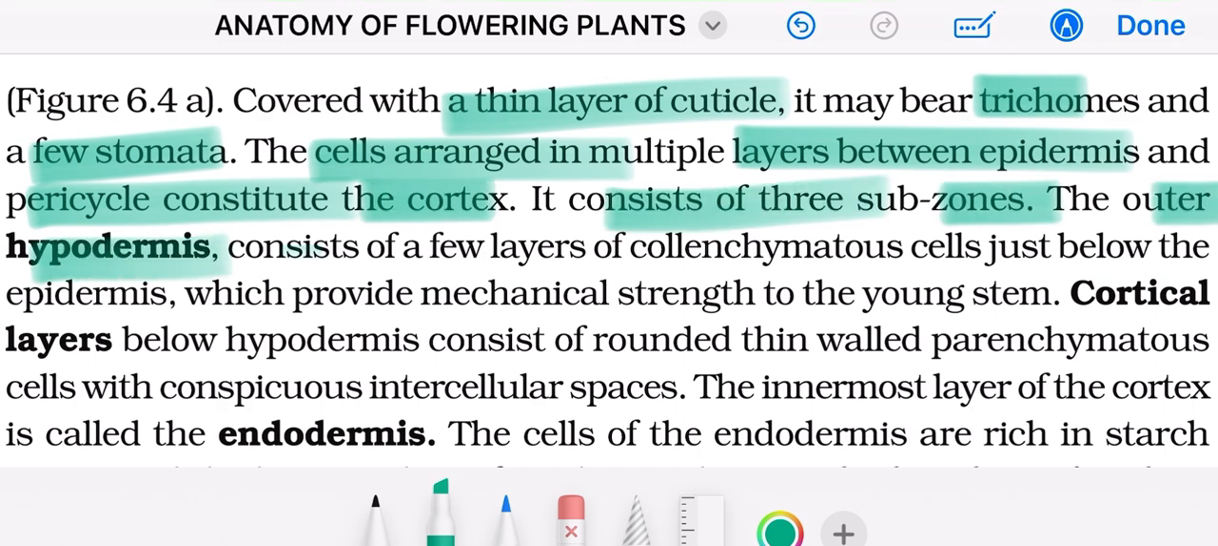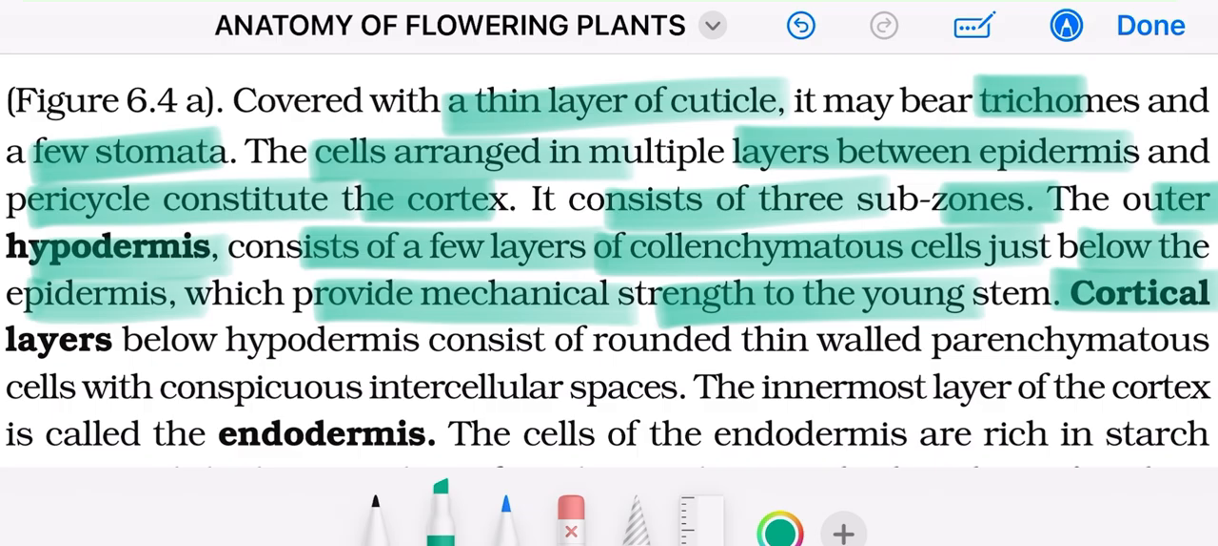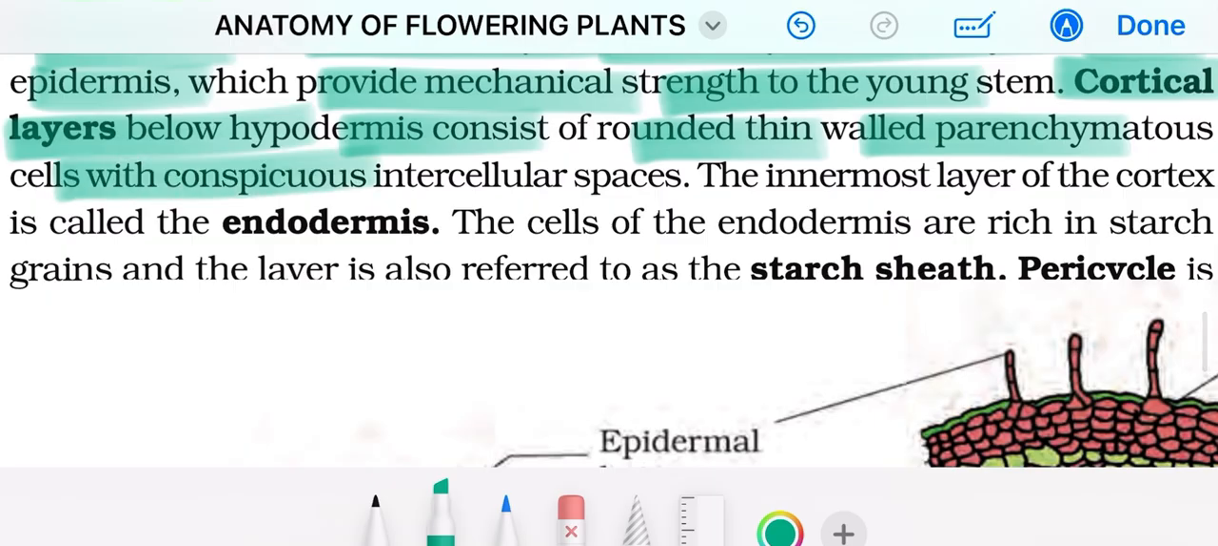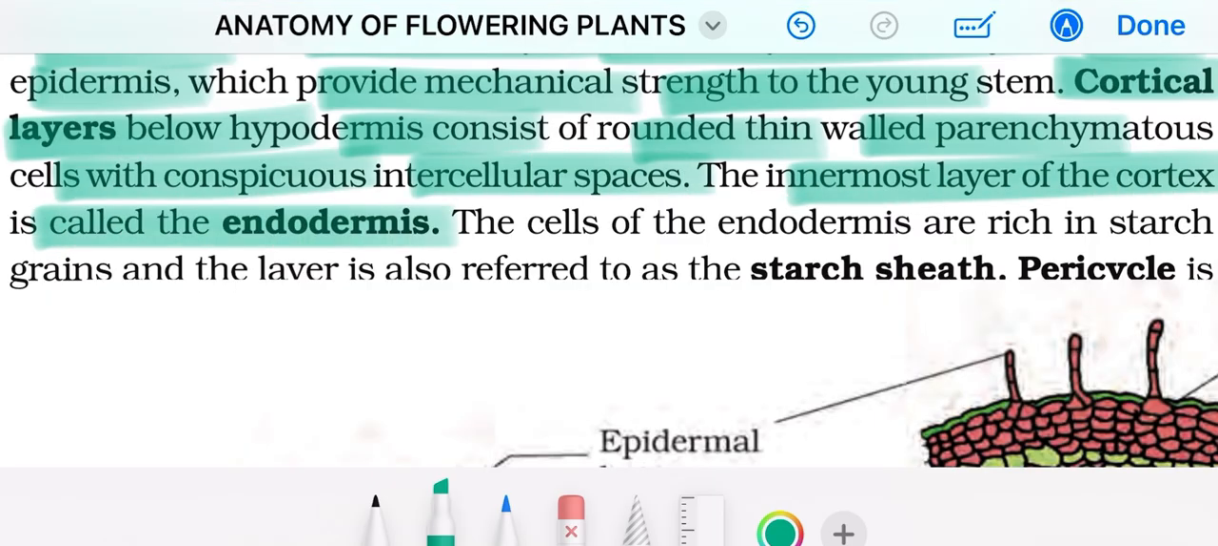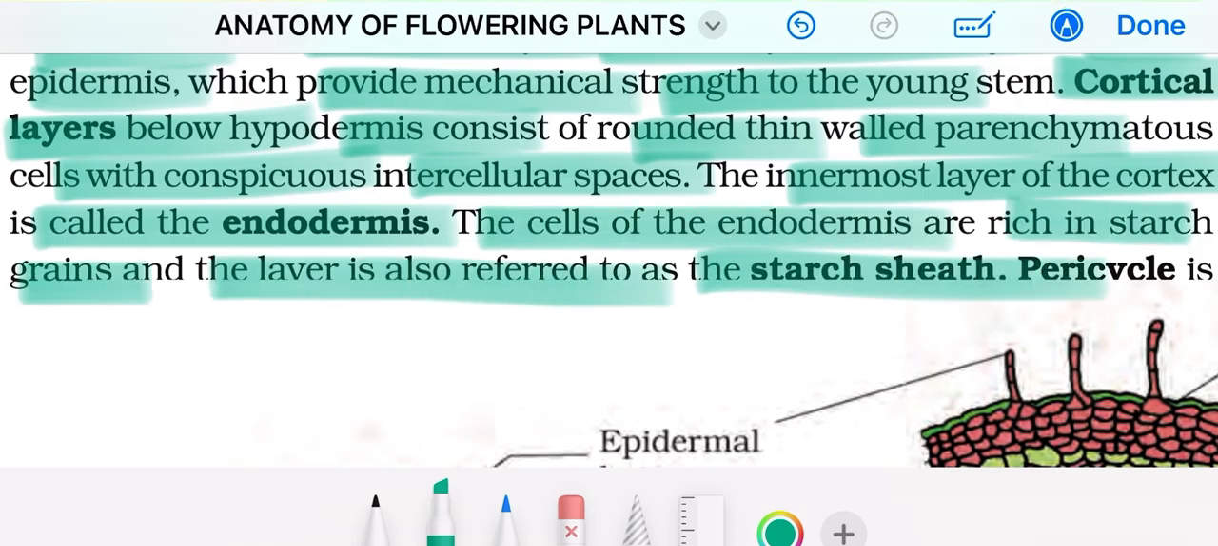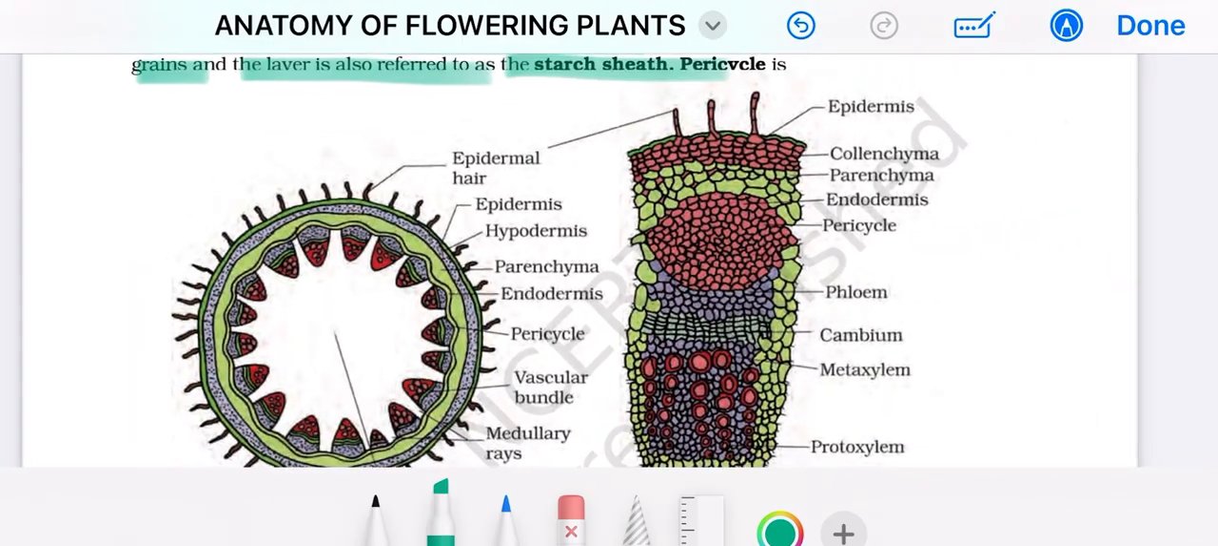The outer hypodermis consists of a few layers of collenchymatous cells just below the epidermis, which provide mechanical strength to the young stem. Cortical layers below hypodermis consist of rounded, thin-walled parenchymatous cells with conspicuous intercellular spaces. The innermost layer of cortex is called endodermis. The cells of endodermis are rich in starch grains, and the layer is also referred to as a starch sheath.